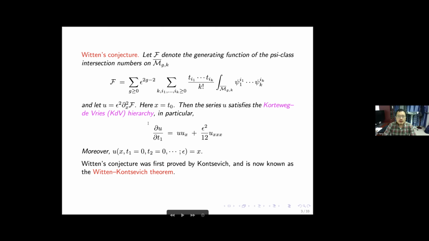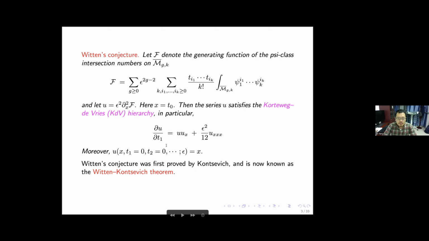And then Witten's conjecture says this generating series U satisfies the Korteweg-de Vries hierarchy. So in particular, this series U satisfies the KdV equation. It is this third order evolution equation. It is nonlinear because of this term. So yeah, it's the famous KdV equation. And Witten also gave the initial value of this solution: when all higher times equal 0, U is equal to X.